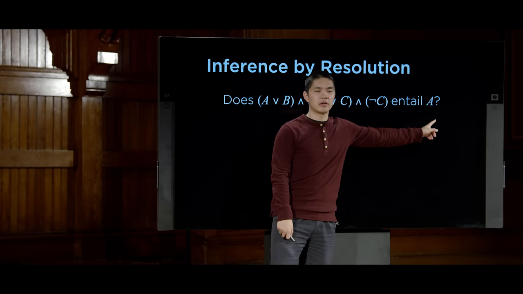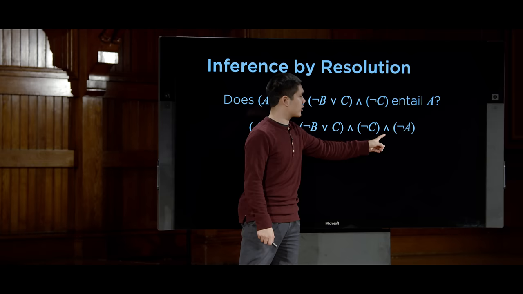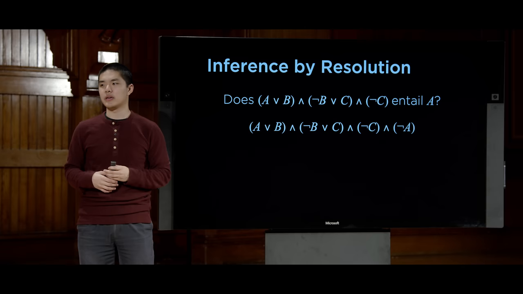So here is what we're going to start with: A or B, and not B or C, and not C. This is our knowledge base. And we're going to assume not A. We're going to assume that the thing we're trying to prove is, in fact, false. And so this is now in conjunctive normal form.